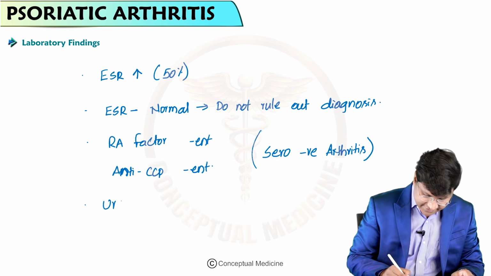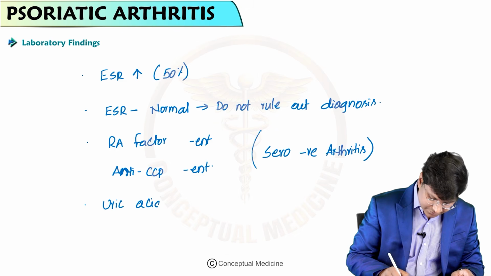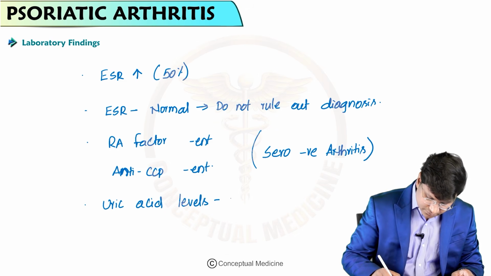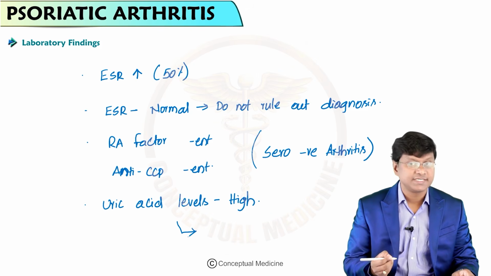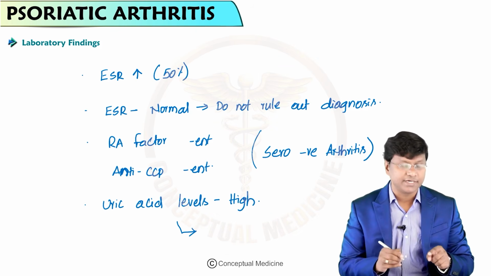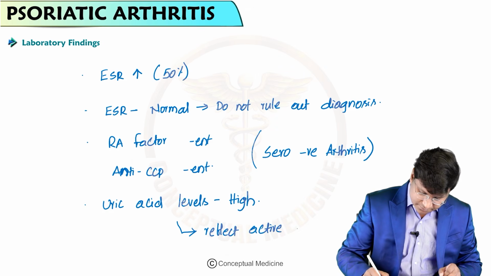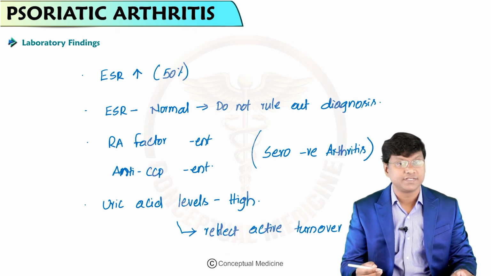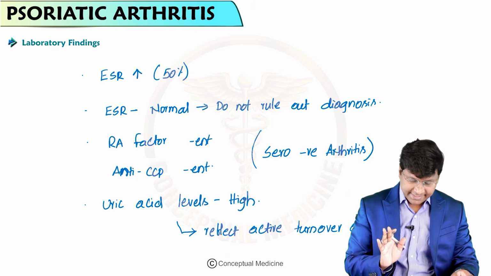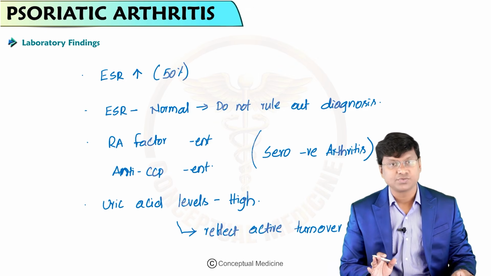And the other point is that the uric acid levels are high. What does this tell you? This will reflect active turnover of the skin that is being affected by psoriasis. So that is what the high uric acid level indicates: it reflects the active turnover of the skin affected by psoriasis.